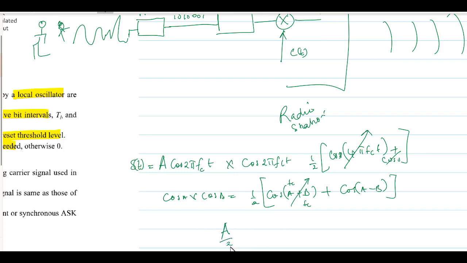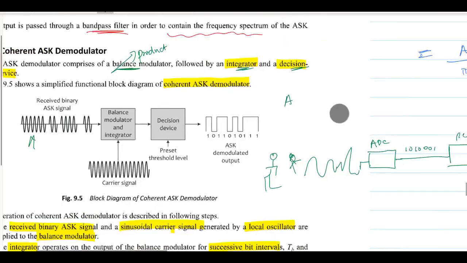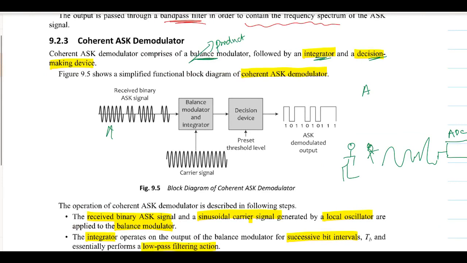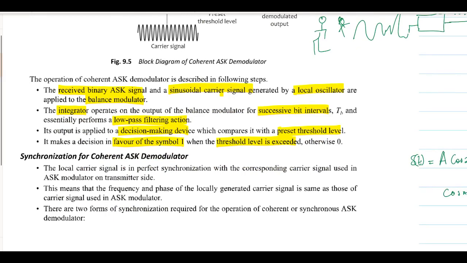This signal can therefore be taken through the decision-making device, so that if the A/2 is within the decision... Remember, we had something we refer to as the decision variable or the threshold value. So if the A/2 that we have is closer to the value for 1, which was root Eb, then we are saying that this is detected as a 1. If it is closer to 0, then it is detected as 0. So we have said that the integrator operates on the output of the product modulator for successive bit intervals Tb, and this essentially performs a low pass filtering action. We are removing the high frequency, which is a twice frequency component that is generated by multiplying the transmitted signal with another locally generated carrier.